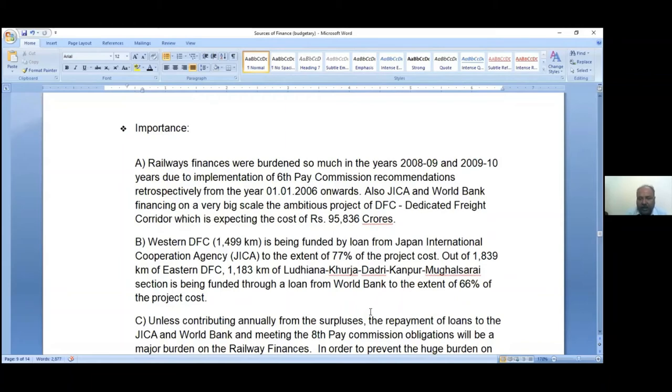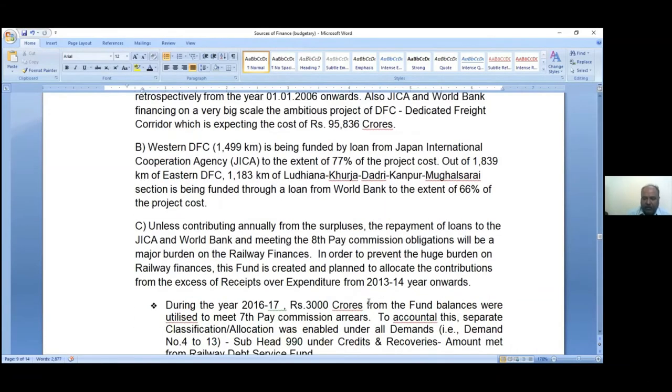Why it is important: in 2008-9, 2009-10, 2017-18 and 2018-19, due to the recommendations of the 6th Pay and 7th Pay Commissions, and the initial cost of the DFC, it is 96,000 crores. So at the time of the capital component and interest component, it is a very heavy process. The repayment of loans and Pay Commission recommendations will be made in order to prevent this huge burden on railway finances. This fund is created and plans to allocate the contributions towards it.